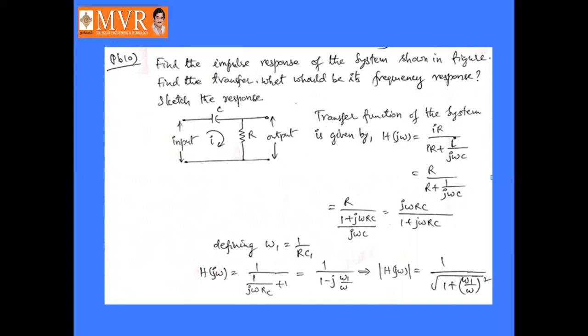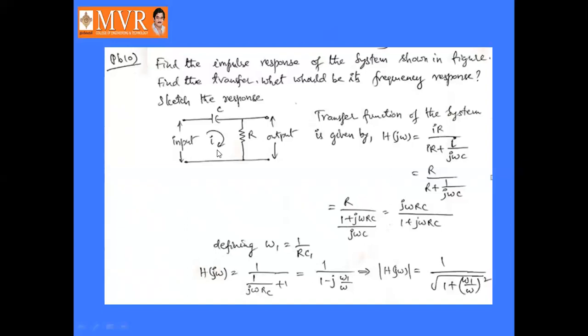Next one: find the impulse response of the system shown in the figure. So find the transfer function. What would be its frequency response? We have to find its frequency response, and we have to draw its frequency response. The given diagram is this one.